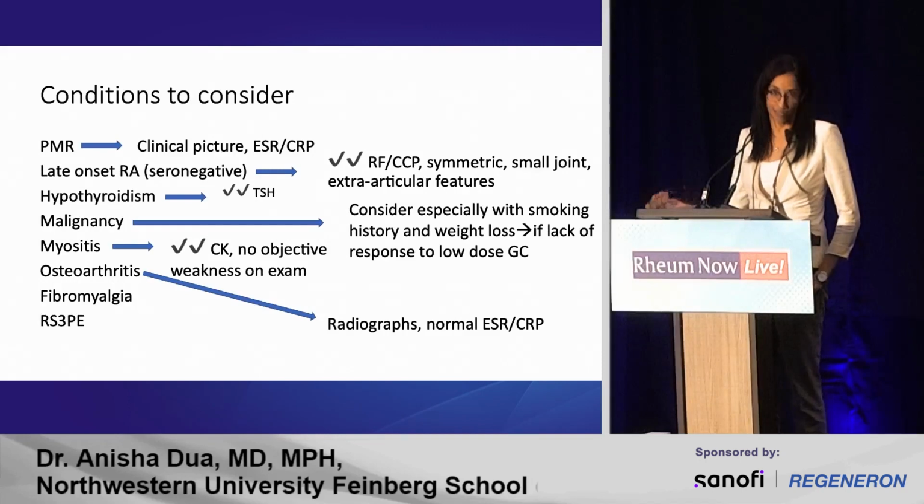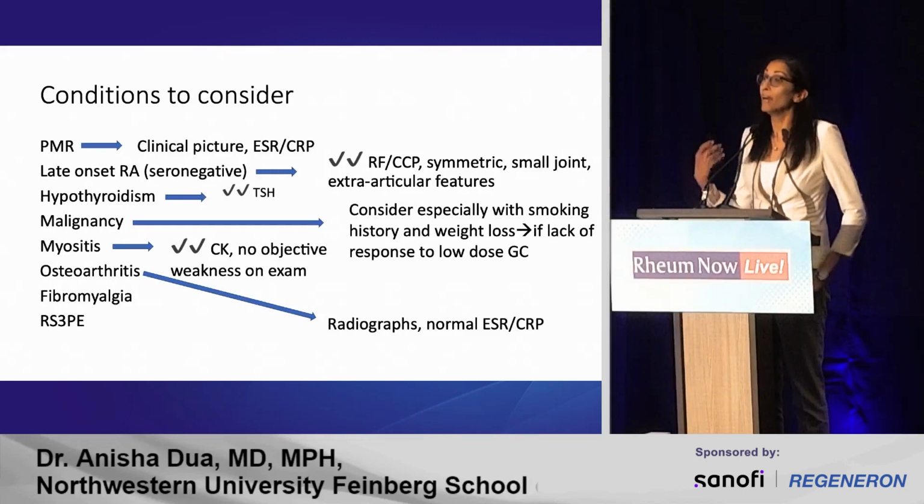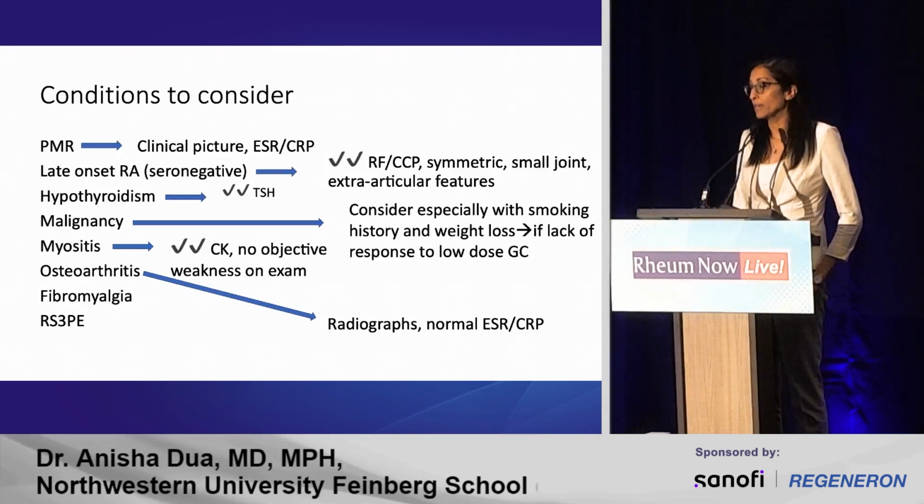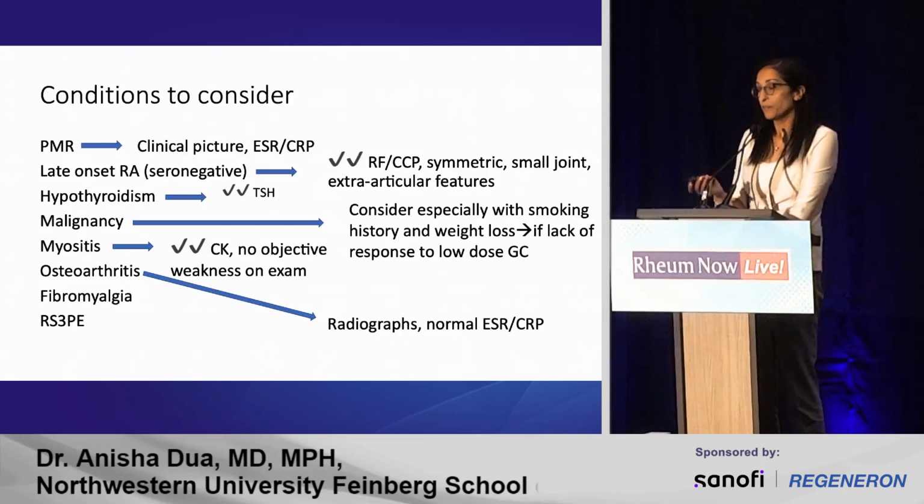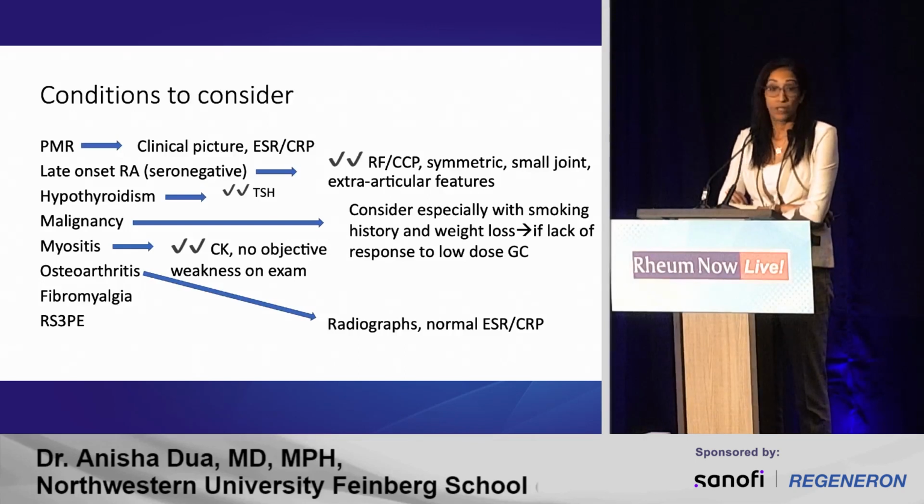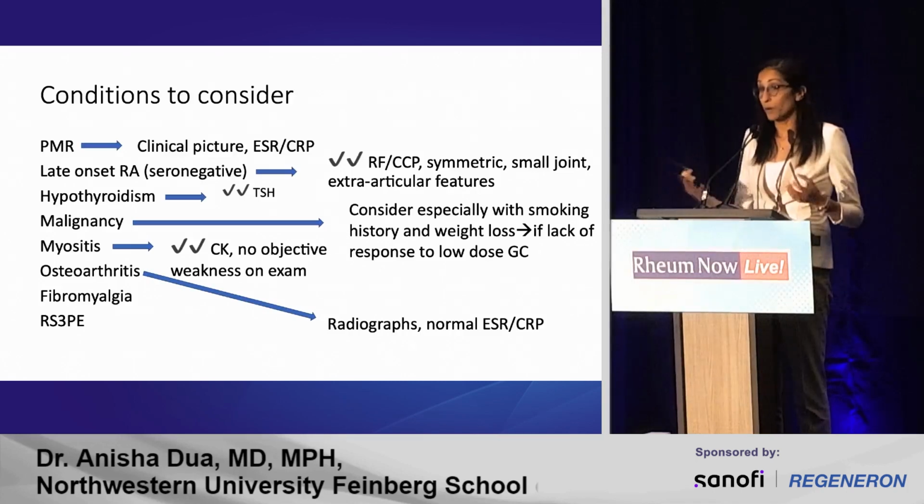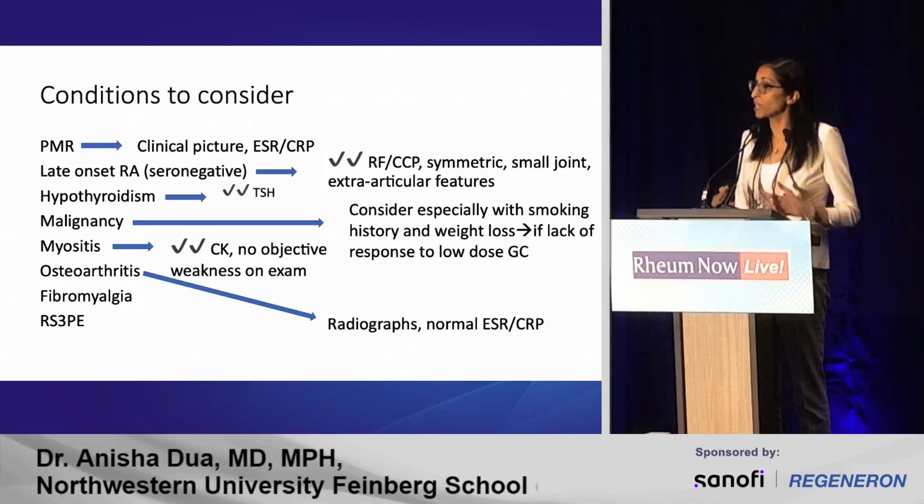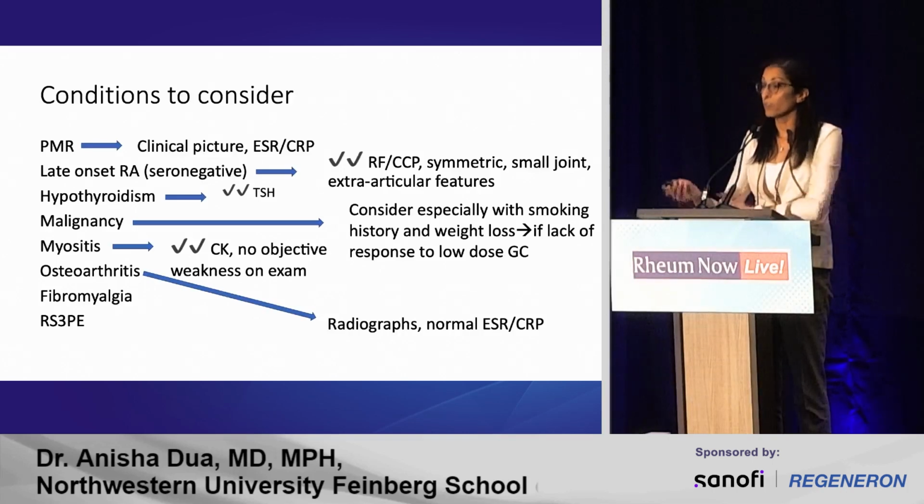So conditions to consider. This is a talk about PMR and GCA, so you should consider PMR. But she does have the classic clinical presentation with the bilateral shoulder stiffness and pain, as well as hip girdle. And inflammatory markers were slightly elevated in her, and we'll talk a little bit about that after. Late onset RA, this can be seronegative, it can be seropositive, but a proportion of PMR patients can have peripheral joint involvement. You can check rheumatoid factor and CCP. A lot of times in rheumatoid arthritis, you'll have more of a symmetric small joint involvement.